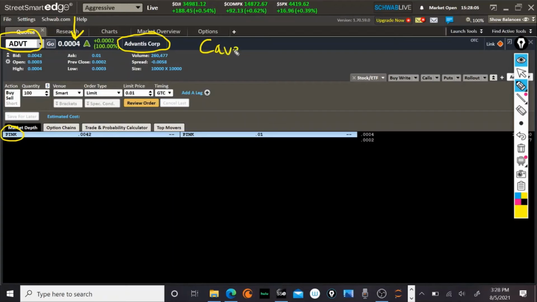Now, I found this on the Caveat Emptor sheet from TD Ameritrade, and the Caveat Emptor sheet means buyer beware. So that's TD Ameritrade telling people stay away from these securities because you could lose money on them. And sometimes they might not even let you buy them.